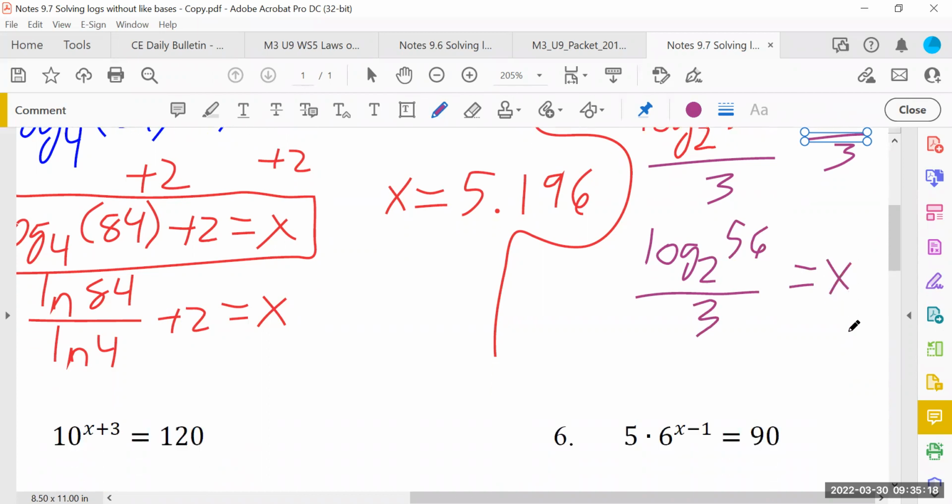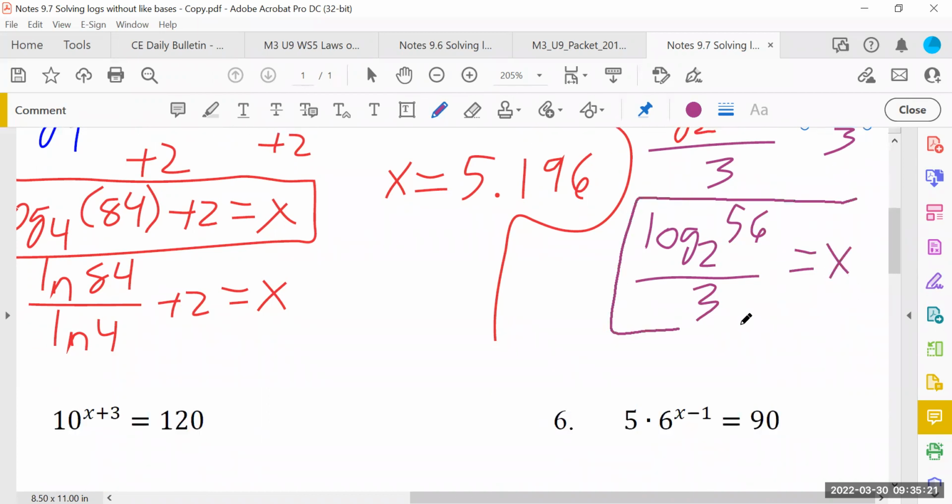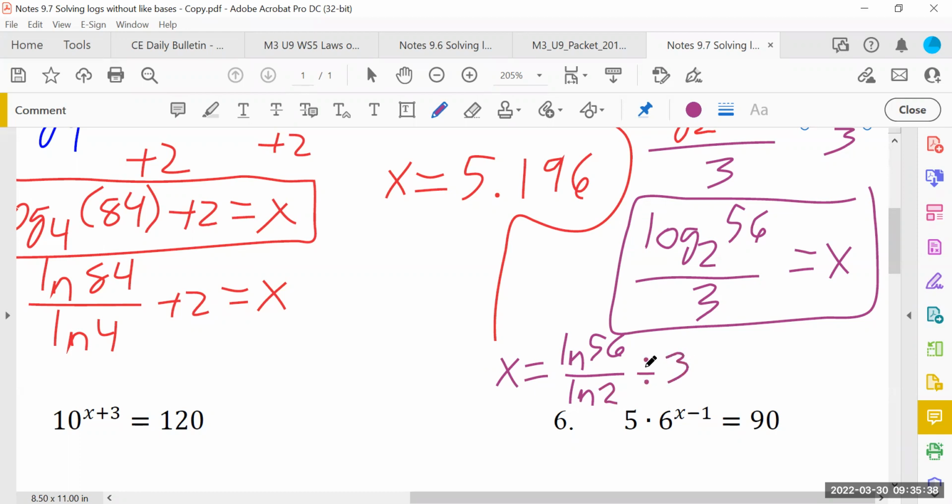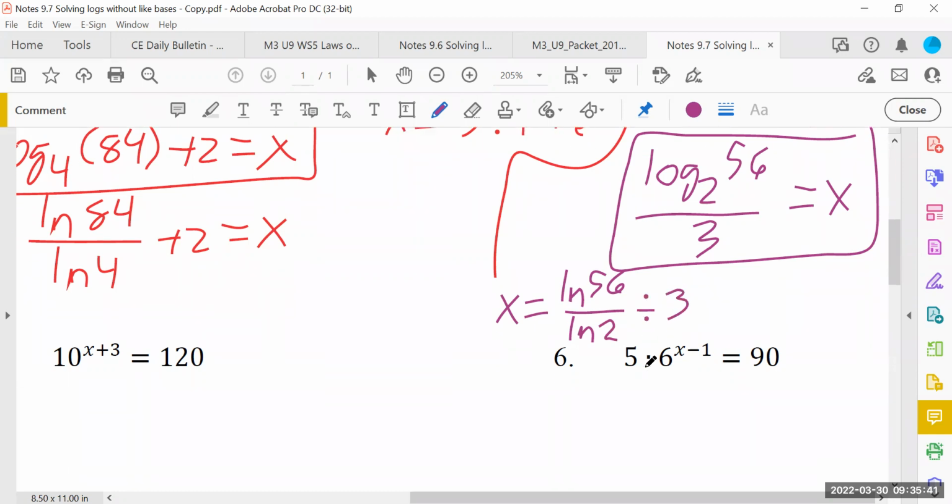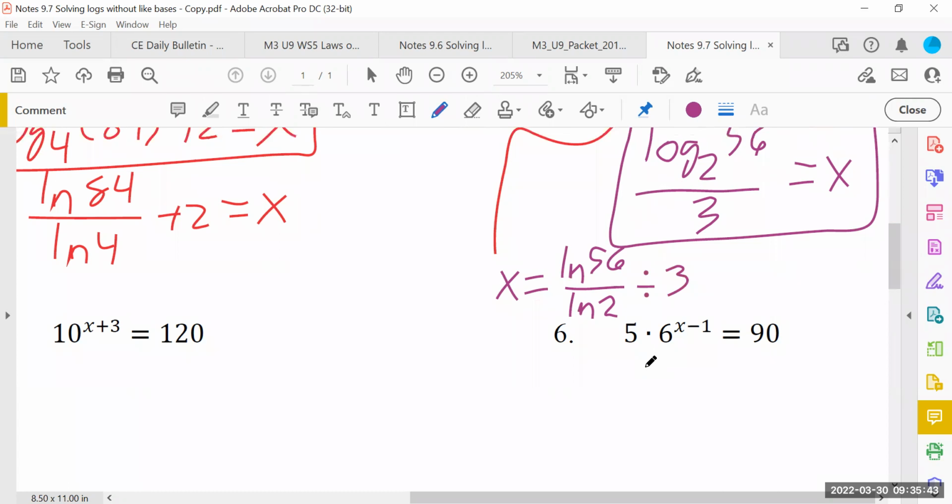That's my answer written one way. Remember, the instructions say write it 2 ways and then get a decimal. So change of base formula, x is equal to the ln of 56 or the log of 56 over the log or ln of 2. It just has to match. And then I'm going to write the divided by 3 out here. So change of base formula, rewrite that single log as 2 logs, one over the other. That's our answer.